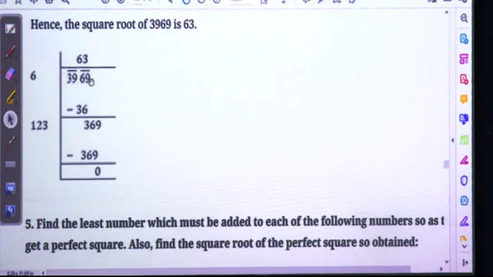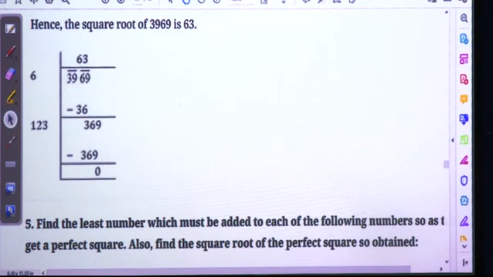39 is one group, 69 is the other group. Nearest square which is less than or equal to 39, 6 square is 36, 39 minus 36, 3 is remaining, the next group 69. So the new dividend is 369, double of the quotient, it is 12 that we are writing in the divisor, and we are attaching a new digit, we have to guess the digit, that is 123 multiplied by 3, we are getting 369, the remainder is 0. Therefore, the square root of 3969 is 63.